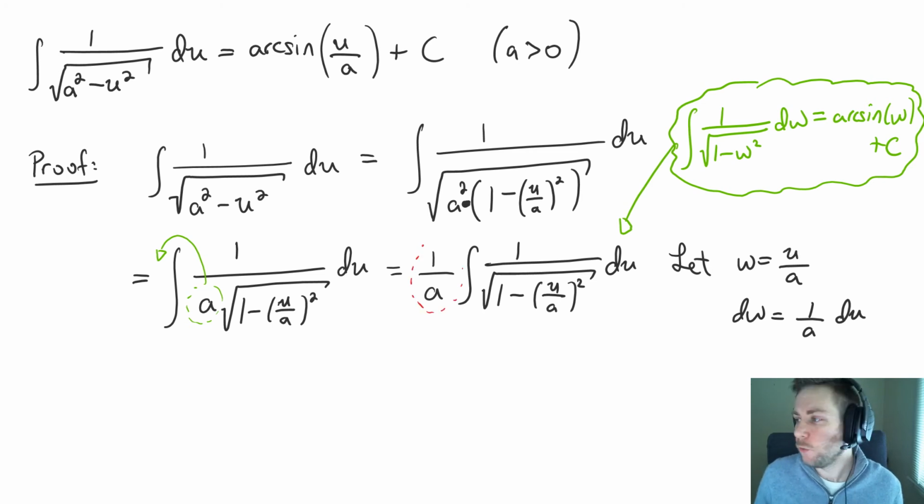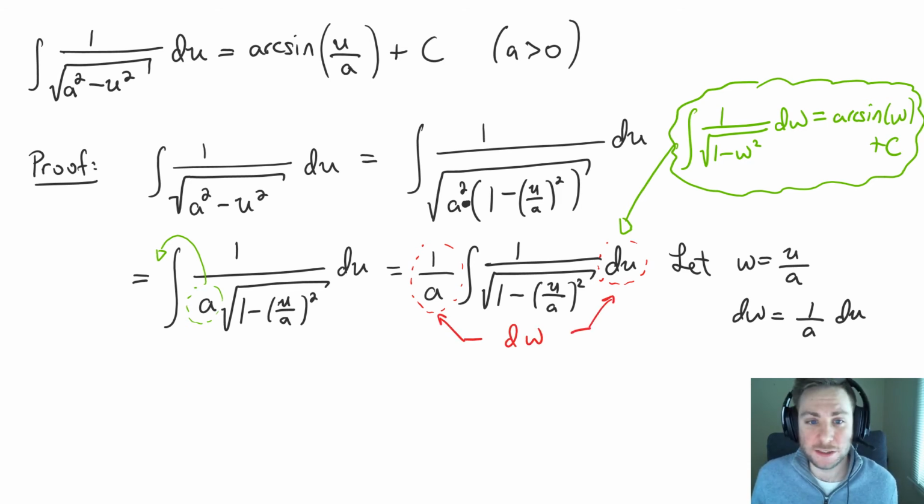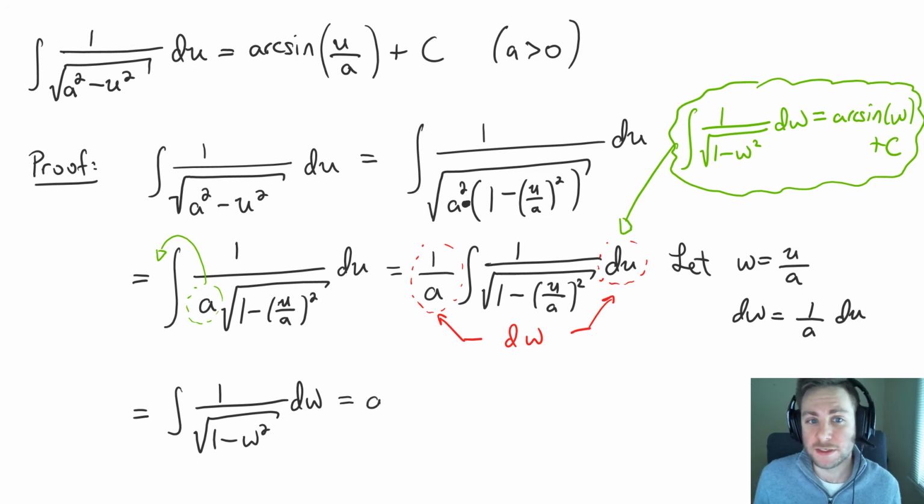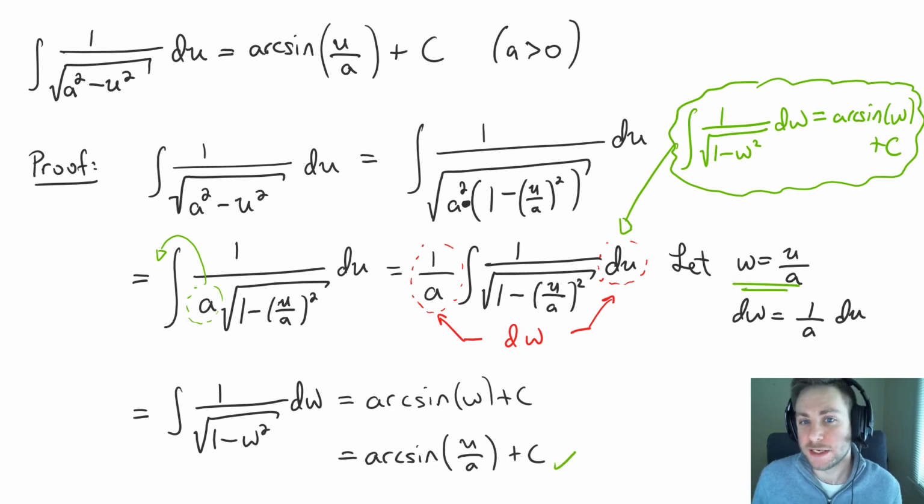We can also see that 1 over a du appears in our integral, and that whole chunk can now just be called dw. And what results then is just the integral of 1 over root 1 minus w squared, and we've already proven that this is equal to arc sine of w plus c. As a final step, we remember that w was the same thing as u over a, and that completes our proof.